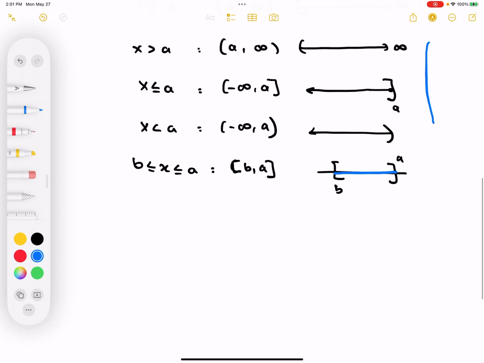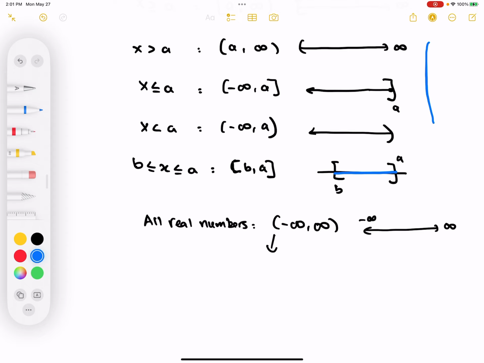All right. The other ones you can do similarly. And real numbers are represented by -infinity to positive infinity. That means, remember, all real numbers are always open, because numbers have no boundary.